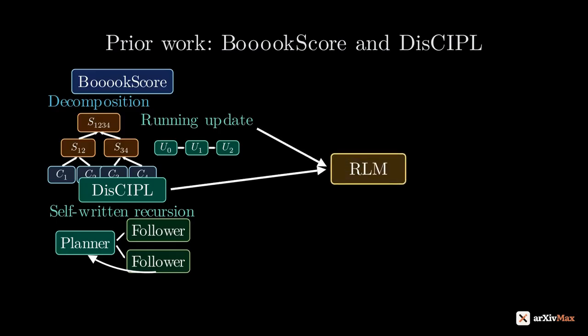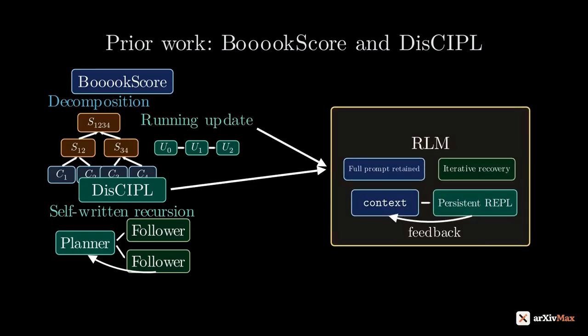RLMs keep external multi-step processing and program-guided recursion, but shift the center of gravity. The entire prompt remains a first-class object in the environment. Recursion is iterative inside a persistent REPL with execution feedback, so the model can recover from mistakes, and the paper stress tests the method on aggregation and pairwise tasks where lossy summary pipelines and non-programmatic subcalls fail. BooookScore contributed decomposition. DisCIPL contributed self-written recursive programs. RLMs combine both with persistent state.